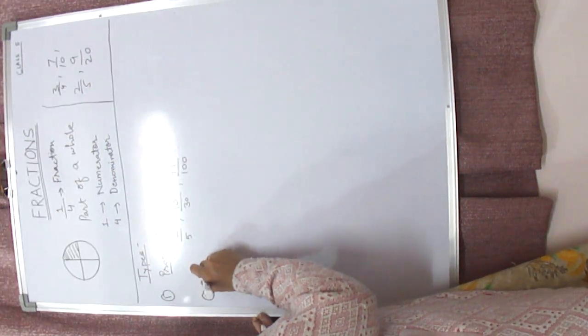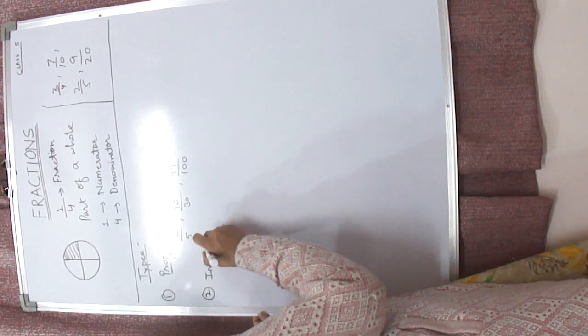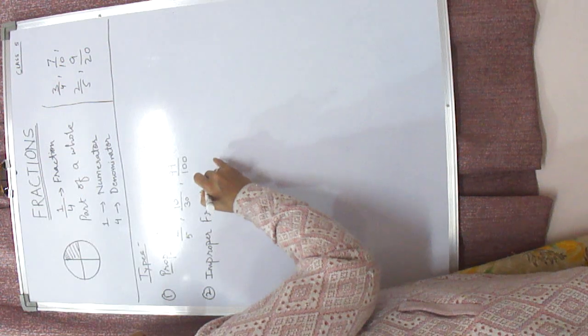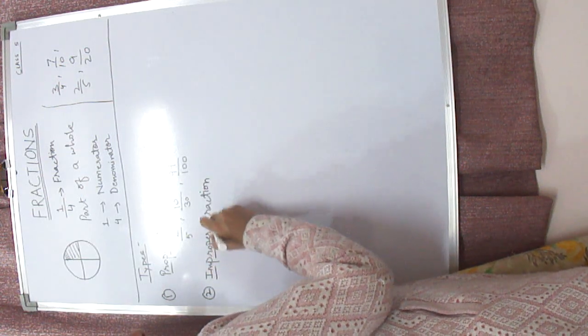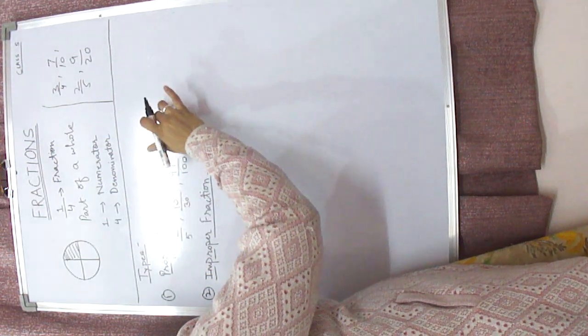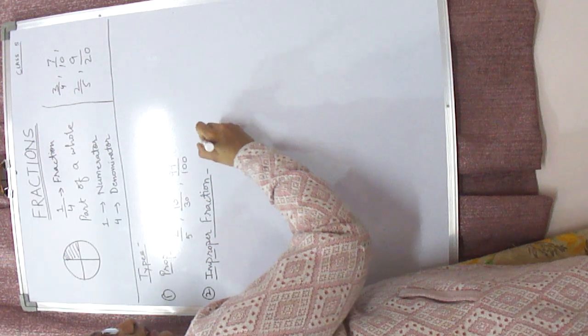Second, we have improper fraction. What is improper fraction? It's the opposite of proper fraction. Proper fraction says numerator is less than denominator, whereas improper fraction says numerator is greater than the denominator.